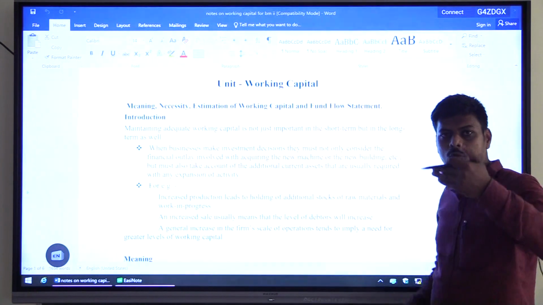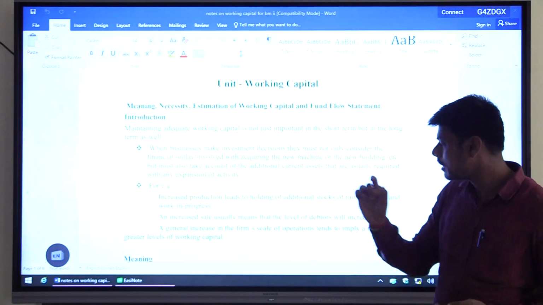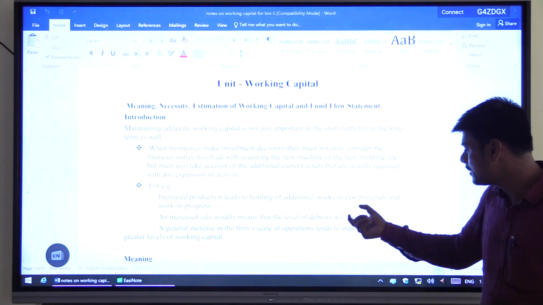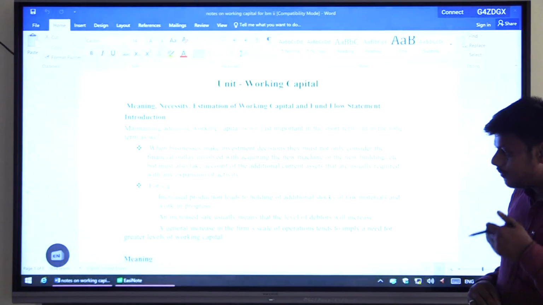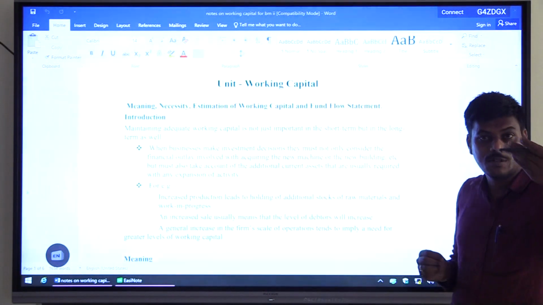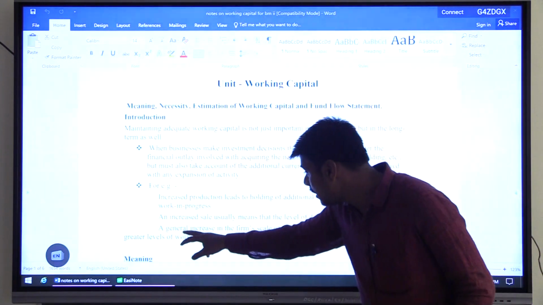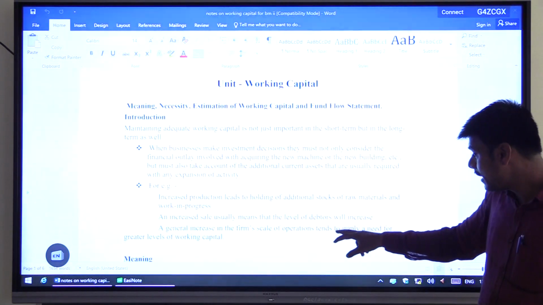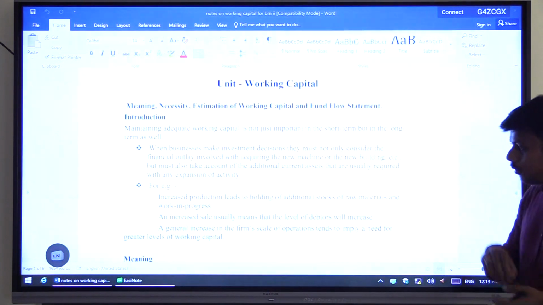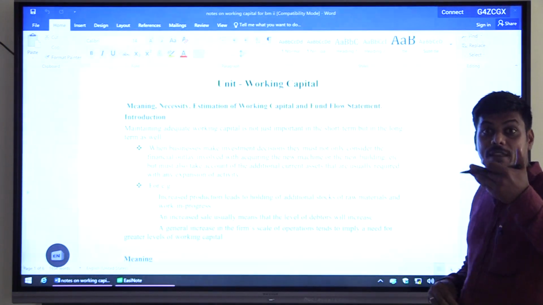Whenever you sell your product into the market, to some extent credit is also given to particular customers, which is most important. And usually it means that the level of debtors will increase. Because we give credit to the customer, the customers purchase our company's product, and that leads to the level of debtors increasing. Then a general increase in the scale of operations tends to imply a need for a greater level of working capital. Now here we will analyze working capital management.